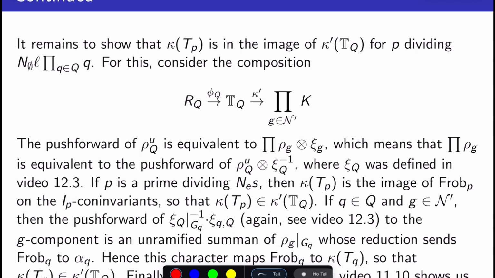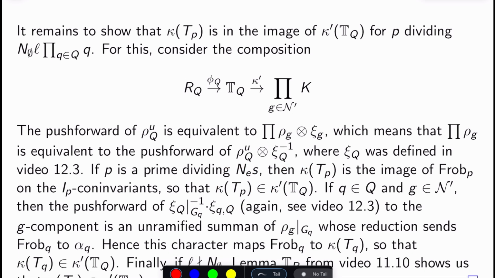I'm sorry about that. If P is a prime dividing M sub empty set, then kappa of T_P is the image of Frobenius at P on the I_P coinvariants, so that kappa of T_P is in kappa prime of T sub Q. If q is in Q and G is in fancy N prime, then consider the push forward of C to the negative first when restricted to G sub q times C sub q. This was another definition from video 12.3, if you recall.